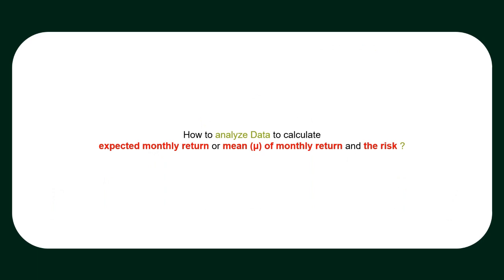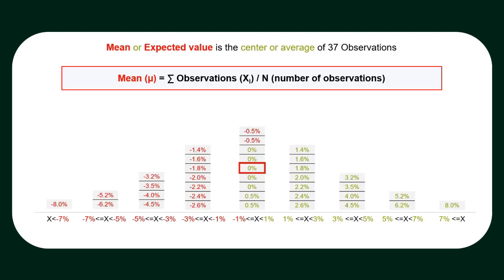After creating frequency distribution of monthly return of a stock, we will calculate monthly expected return or mean and the risk associated with that return for our analysis. Mean is the center or average of our 37 observations. Mean is calculated by dividing the sum of all the observations by the total number of observations. The sum of all 37 observations is 0 as the number of positive and negative observations are equal. Therefore, the mean of this dataset is 0.